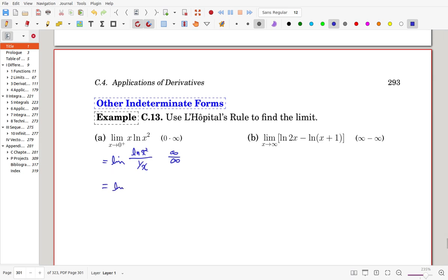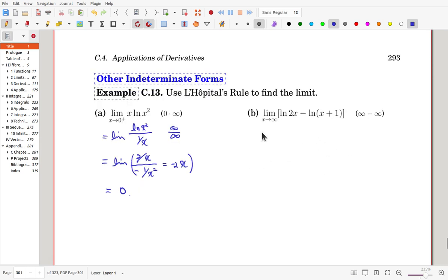So the limit: 2 can go out. The derivative of natural logarithm of x is 1 over x, so that is 2 over x. And the bottom is minus 1 over x squared. So that is the same as minus 2x. Right? So x is approaching 0, so the value must be 0.